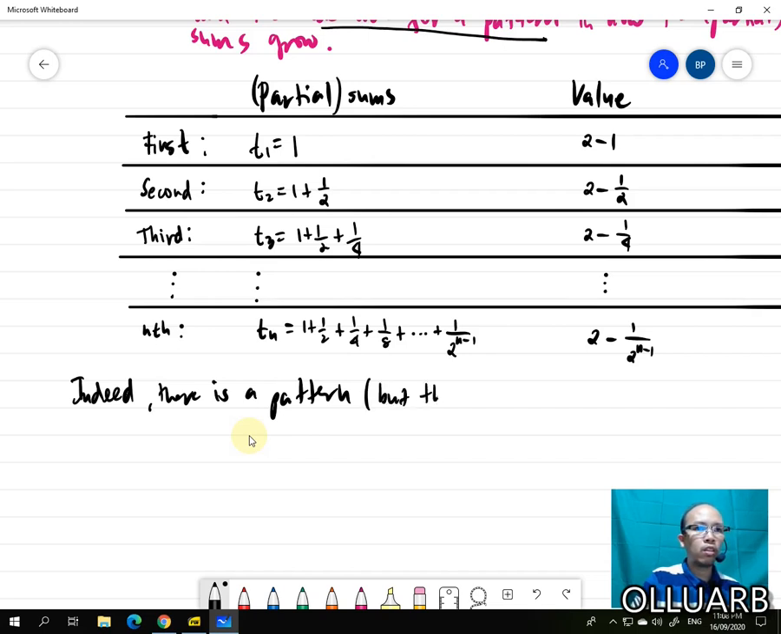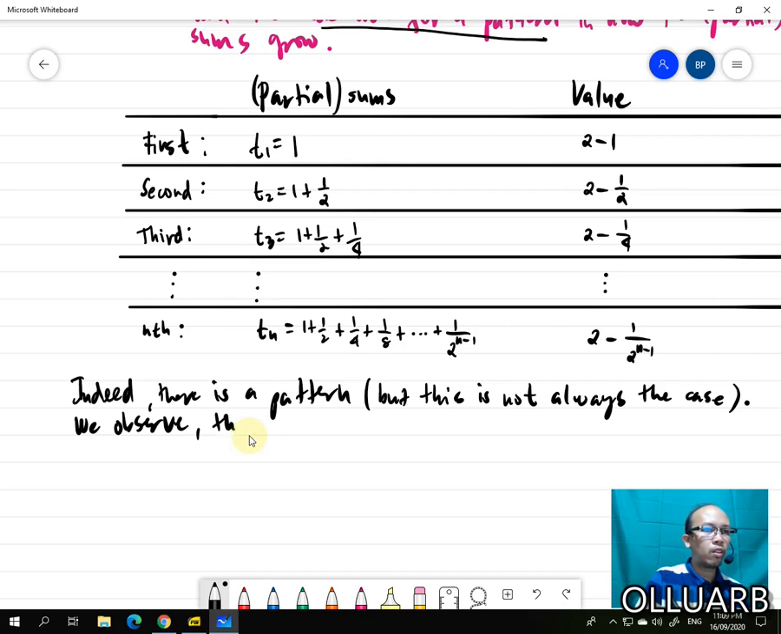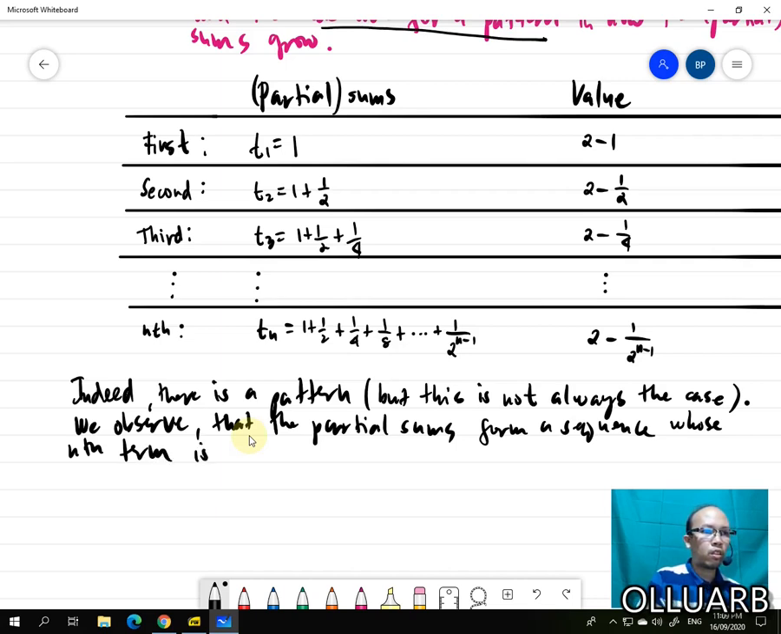But this is not always the case. Okay, this is not always the case, and we observe that the partial sums form a sequence whose n term is this one, t sub n, which is equal to 2 minus 1 over 2 to the n minus 1. As you can see here, the n term.